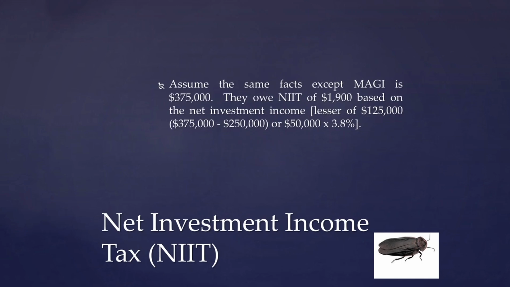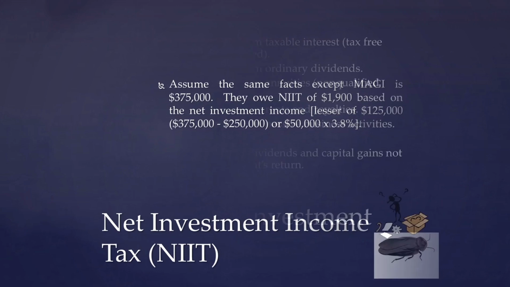So if we were to assume the same facts, except that their modified adjusted gross income is $375,000, well, in that case, they're going to owe a net investment income tax of $1,900 because, again, that investment income is $50,000. So it's going to be $50,000 times 3.8%. So, again, this is where they're going to be subject to the net investment income tax. Their wages, their income from earnings, is not subject to net investment income tax, but their investments are.